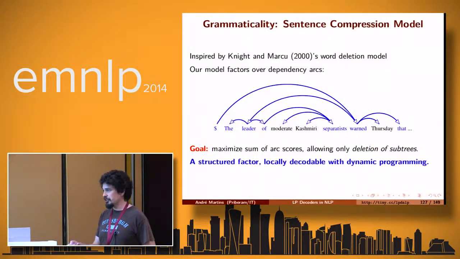So this is an instance of a structured factor, and we can solve this local MAP problem with dynamic programming, because the underlying graphical model is a tree, and this is just using the Viterbi algorithm for trees.